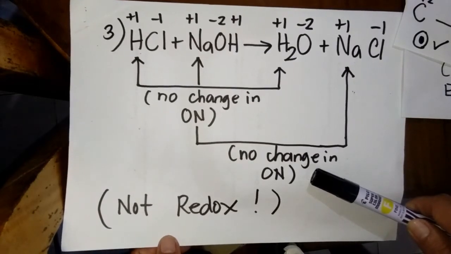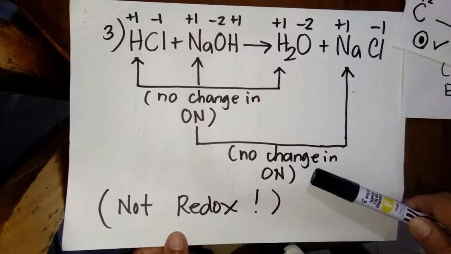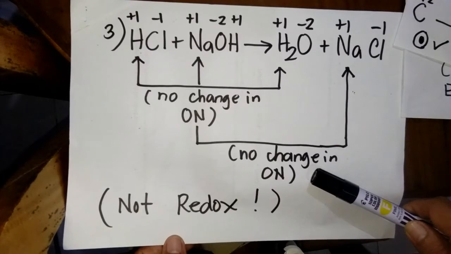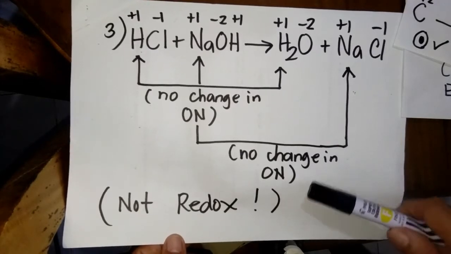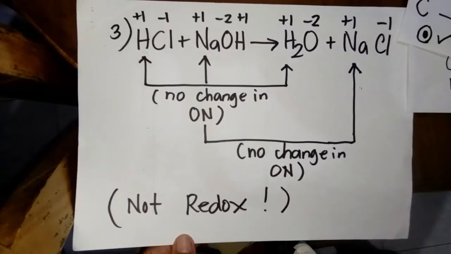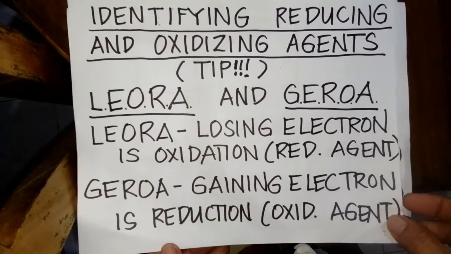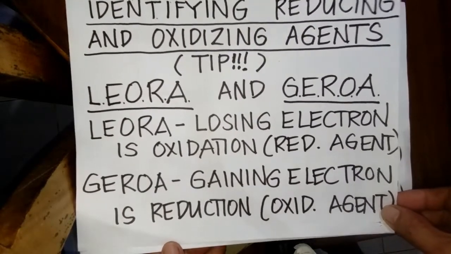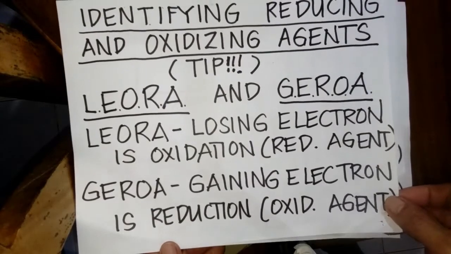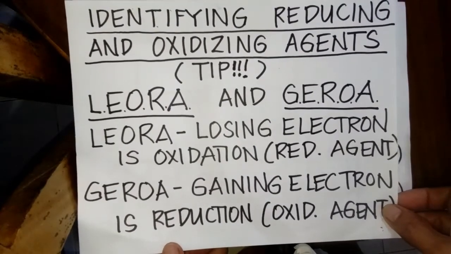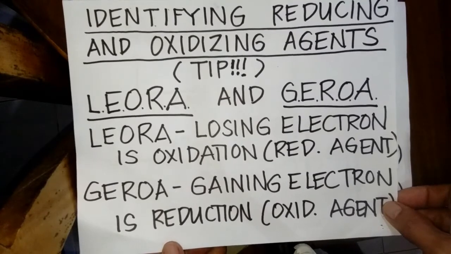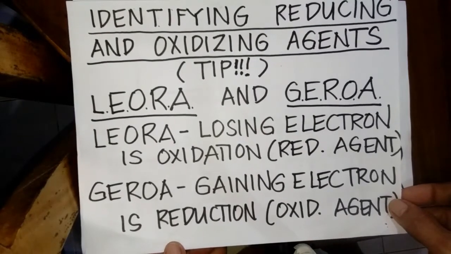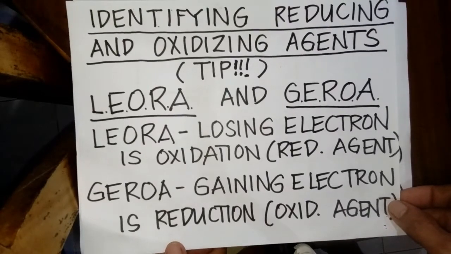Okay, we will go to another topic, which is identifying which in the reactant side is the oxidizing agent and the reducing agent. Identifying the reducing and oxidizing agents in the reactant. Here are the tips, or the mnemonic device. We have the LEO and GER acronym.